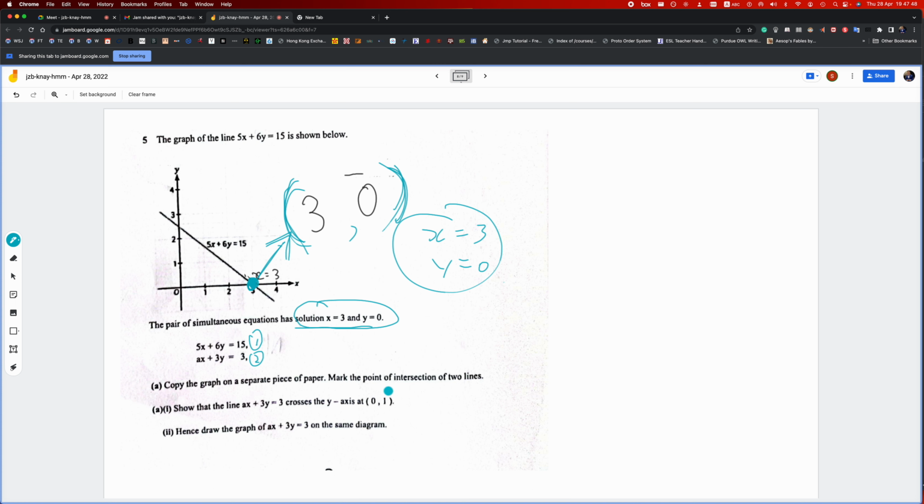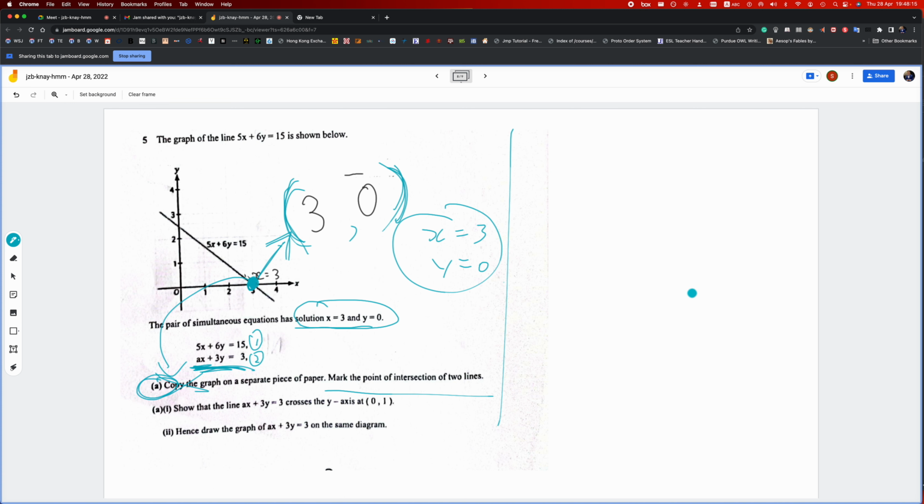Now, you have equation 1, equation 2, and they ask you to copy the graph separately. Okay, never mind. You need to find out what A is first. So part A is done because you already marked the point of intersection, which is here. So this is the part A answer. And now they say show that. Hence, so what is A? How do you find A first? We talked about it just now.